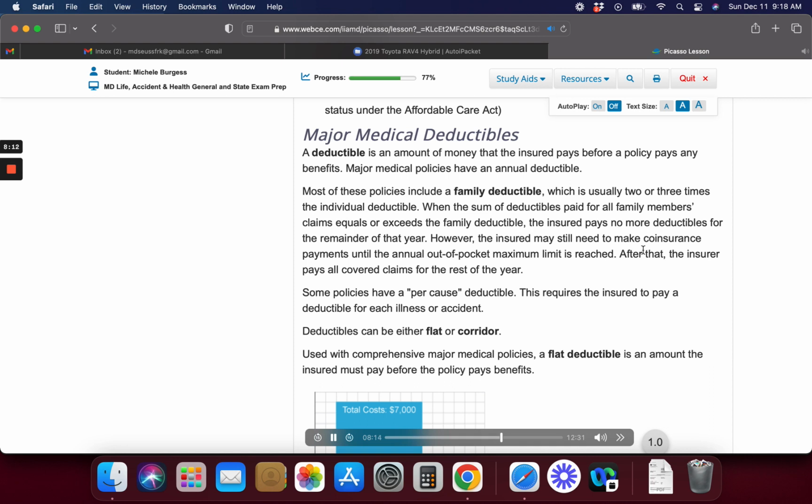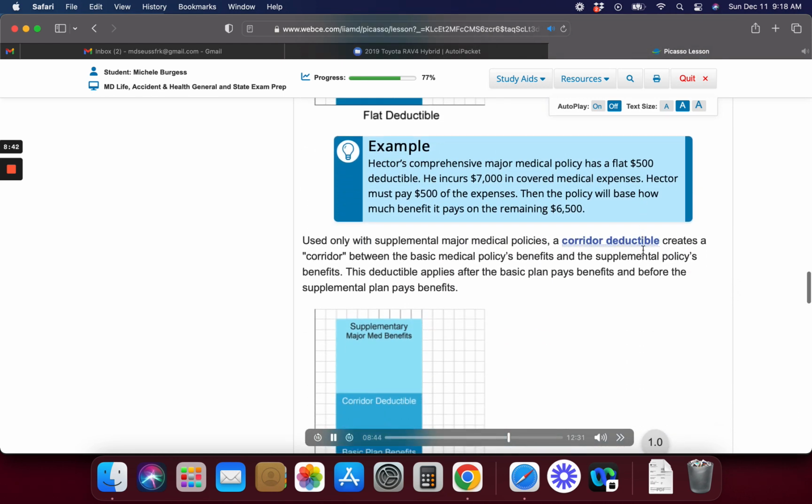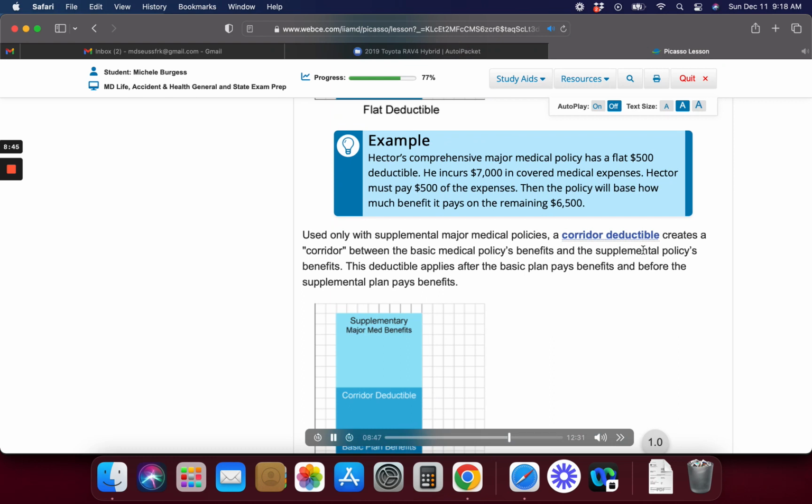Used only with supplemental major medical policies, a corridor deductible creates a corridor between the basic medical policy's benefits and the supplemental policy's benefits. This deductible applies after the basic plan pays benefits and before the supplemental plan pays benefits. Example: Genevieve has a basic hospital plan with a supplemental major medical plan. She is hospitalized and incurs $10,000 in expenses, which are covered by her 2 plans. The basic policy covers the first $3,000 of her costs. The supplemental plan has a $500 deductible. Please pause the audio and review the table.